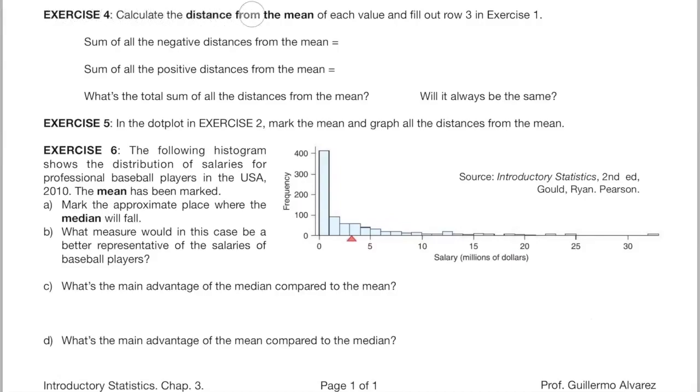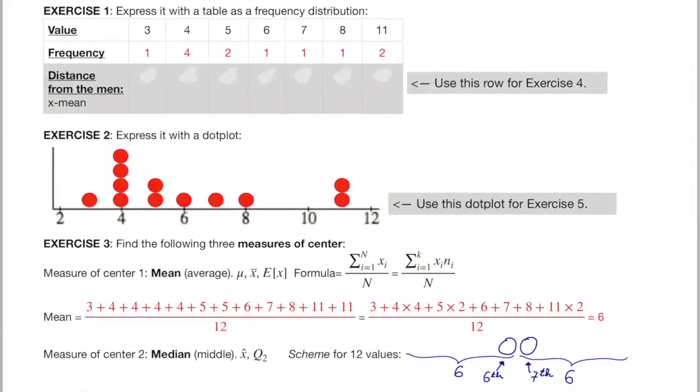Exercise 4. Let's see now an interesting property of the mean. Let's introduce the concept of distance from the mean. How far is this 3 from the mean, which is 6? Clearly, -3, because 3 is 3 units below 6. How far is this 4 from the mean? -2, because the 4 is 2 units below the 6. The formula is value minus mean. Reasoning the same way, you will see that these are the other distances from the mean.